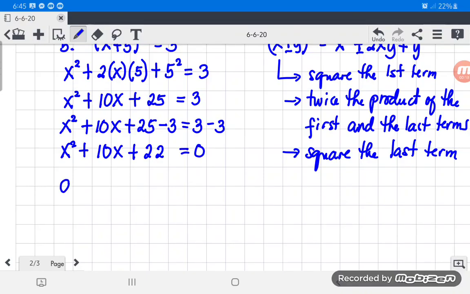So the value of a here is 1. The value of b is 10. And then the value of c is 22.